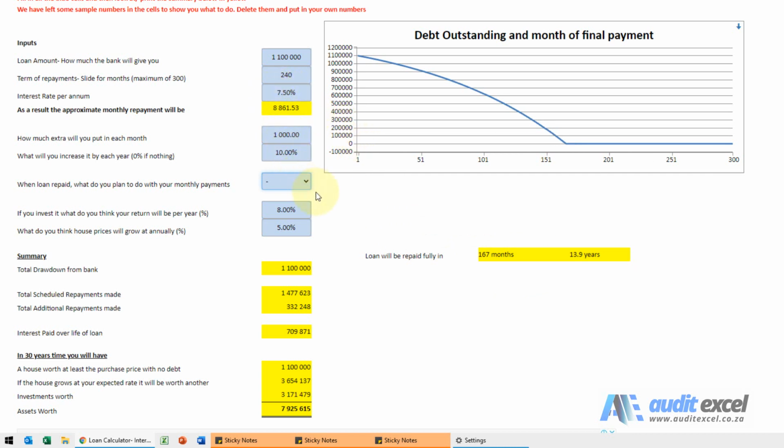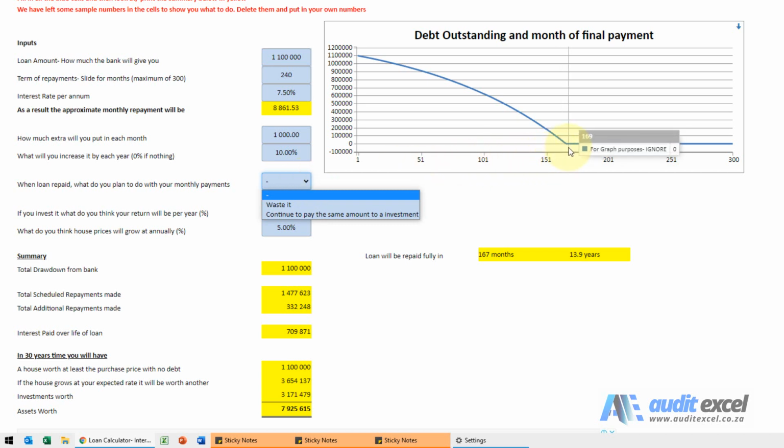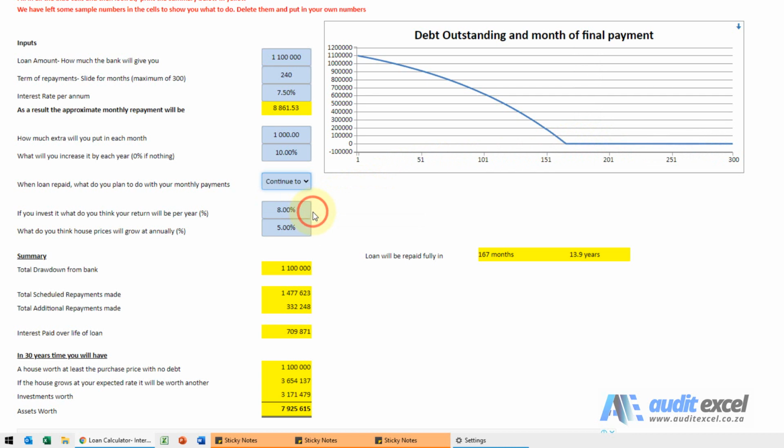Just as an added benefit, if you do pay back loans quicker, you've got a choice here. What do you do after this period? You're used to repaying that amount. Perhaps what happens if you invest that same amount for the rest of the period? So you can say continue to pay.